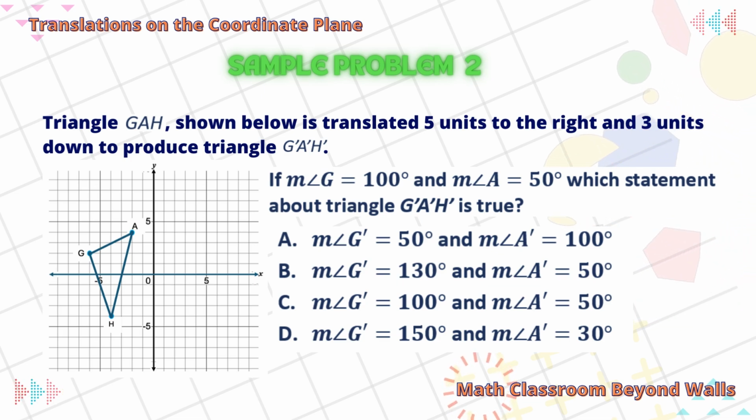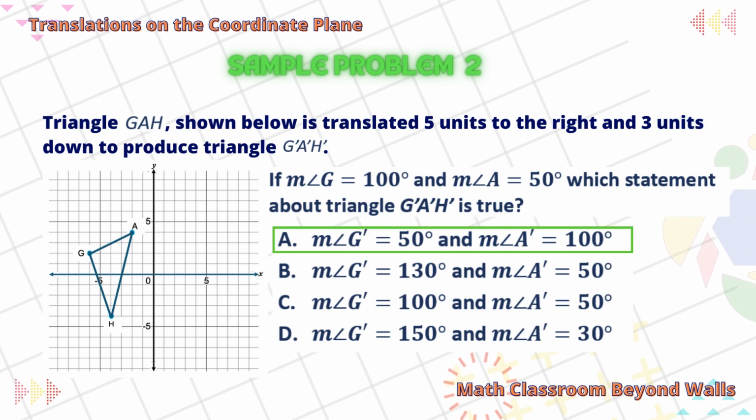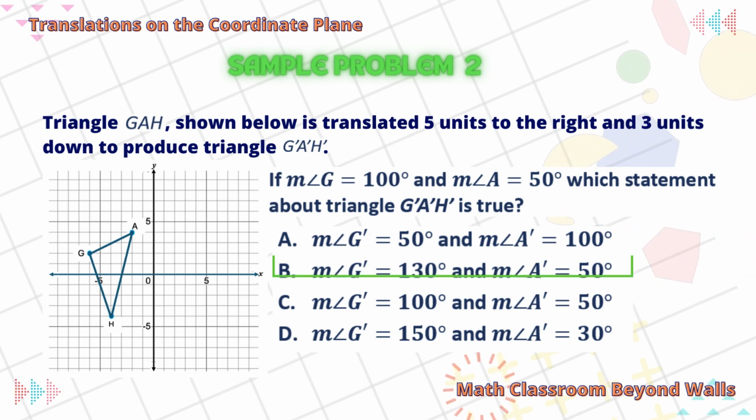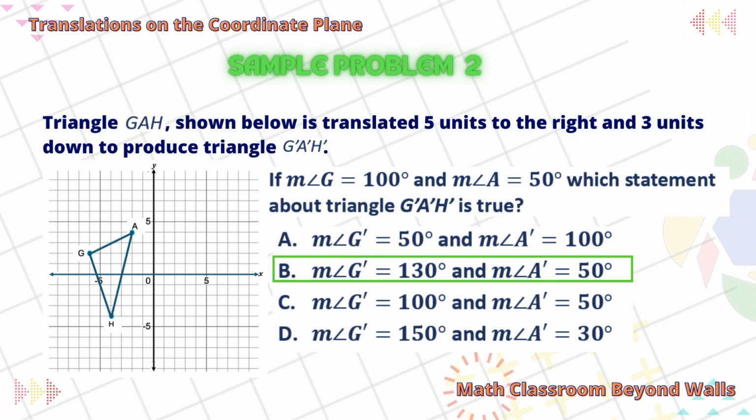Let us start with option A. The measure of angle G prime is 50 and the measure of angle A prime is 100 degrees. Is this statement true about triangle G prime, A prime, H prime? No, it is not. Let us go to option B. The measure of angle G prime is 130 degrees and the measure of angle A prime is 50 degrees. Is this statement true about triangle G prime, A prime, H prime? Again, no, it is not.